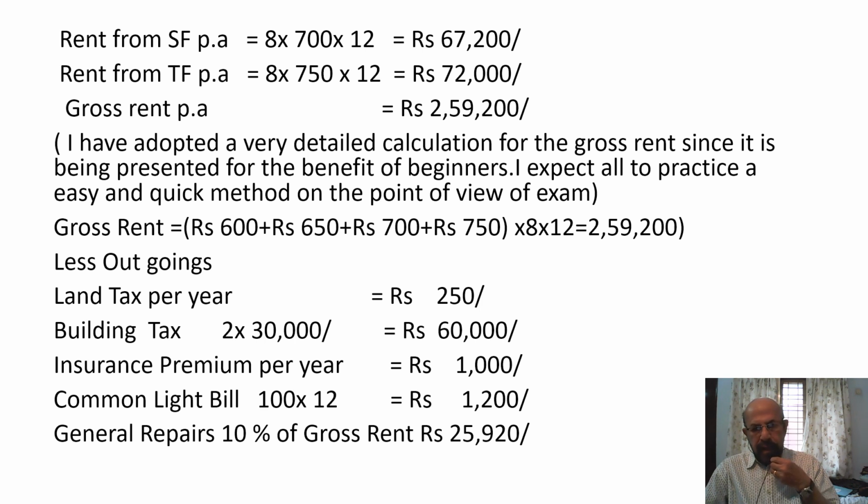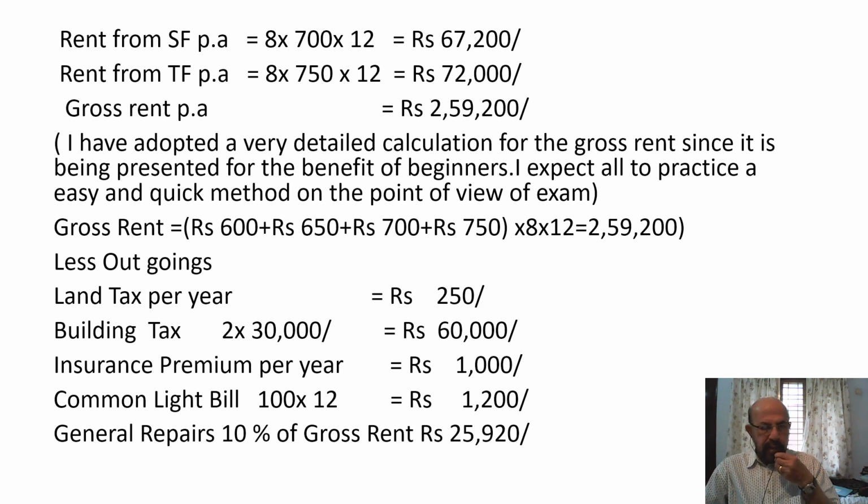I have adopted a very detailed calculation for the gross rent since it is being presented for the benefit of beginners. I expect all to practice an easy and quick method from the point of view of the exam. So here gross rent is equal to rupees 600 plus 650 plus 700 plus 750, into 8 into 12. This should be the method you follow for the examination. So the total gross rent per annum is equal to 2,59,200.